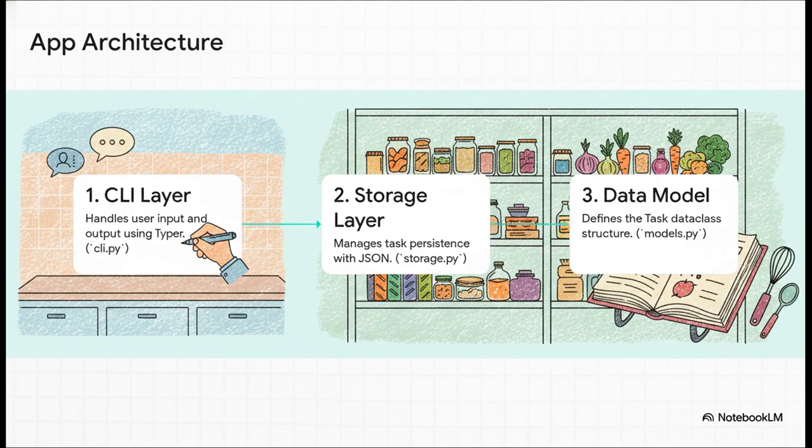The whole app is brilliantly organized into three distinct layers. Think of it like a really well-run kitchen. You've got the CLI layer, that's your front counter handling all the user interactions. Then you've got the storage layer, that's the pantry, managing where and how all the data is saved. And finally, the data model, that's the recipe book, defining exactly what a task is supposed to look like.